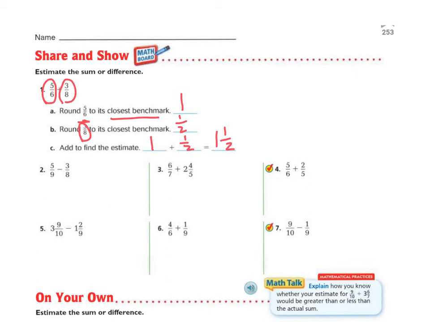Okay, so let's do one more. So 5/9 is closest to the 1/2 benchmark, minus 3/8, which is again closest to the 1/2 benchmark. And if I'm subtracting that, I'm going to get 0.